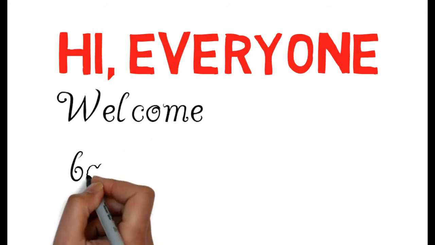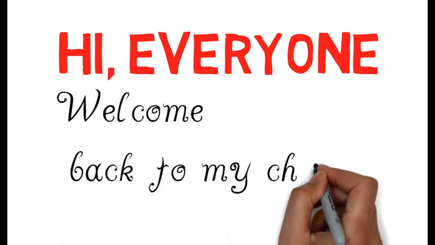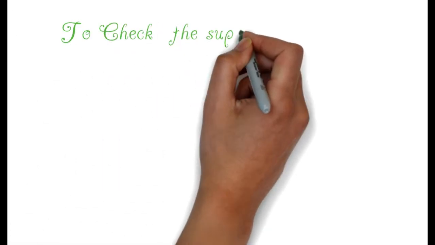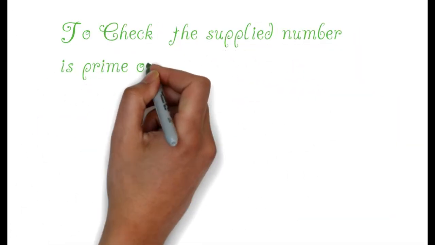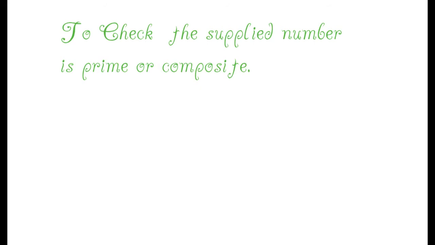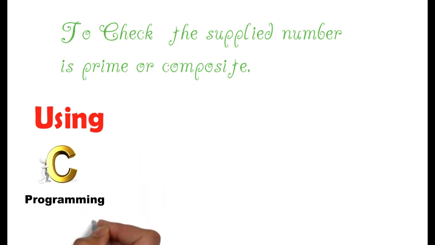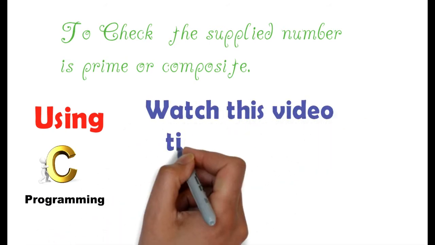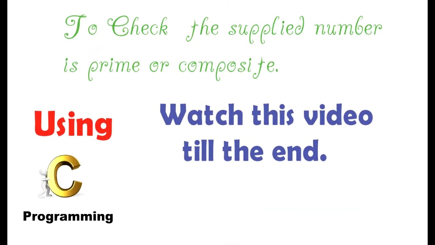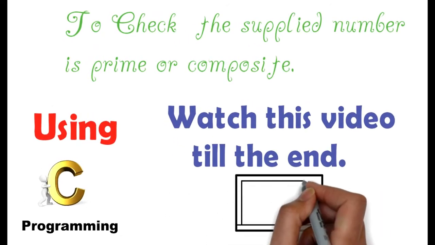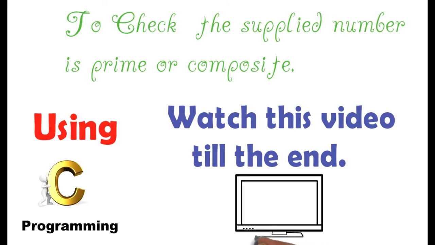Today in this video I am going to show you how to check whether the supplied number is a prime number or a composite number using the concept of C programming. We will use the concept of C language to check the number is prime number or composite number. Please watch this video till the end so that you will be very clear about this C language program.